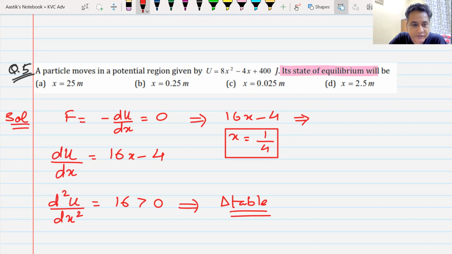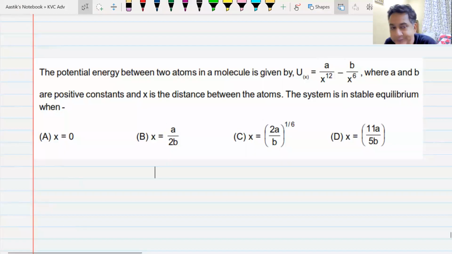Let me present more problems. This is a problem which has come in JEE many times. So we'll just do it for the sake of doing it. The problem comes on your screen now. The potential energy between two atoms in a molecule is given by A by x raised to the power 12 minus B by x raised to the power 6, where A and B are positive constants and x is the distance between the atoms. The system is in stable equilibrium when?